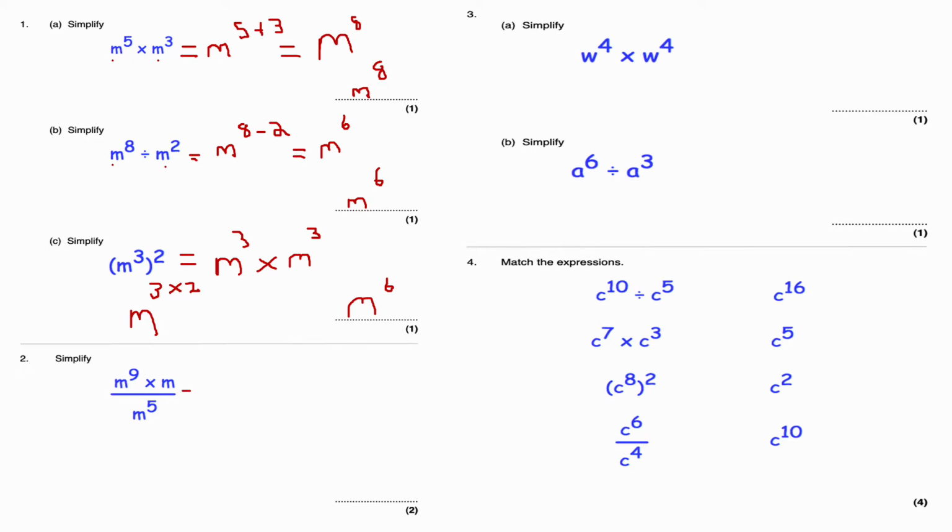This is question number 2. Simplify m to the 9 times m all divided by m to the 5. Here I've got an invisible 1. So on the numerator, I'm going to have m to the 9 plus 1, which is 10. So it's m to the 10 divided by m to the 5. Remember that a fraction means a division. I take away the powers, so it's m to the power of 5.